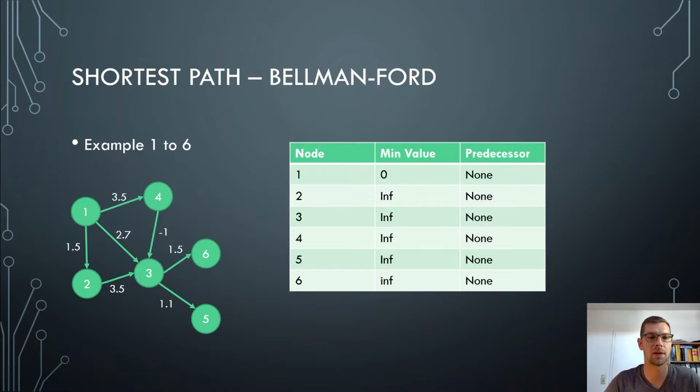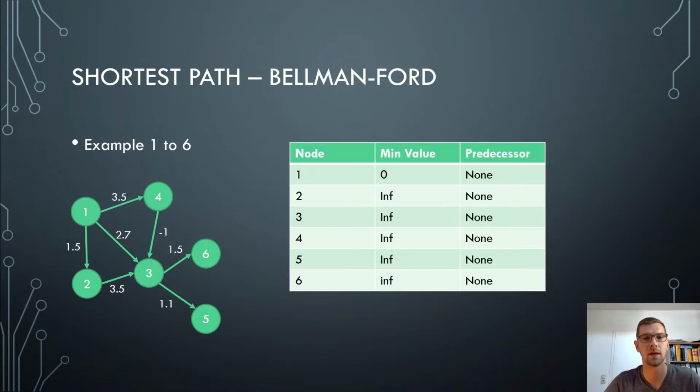Here we have the graph given, with 1, 2, 3, 4, 5 and 6 as the nodes, and we want to find the shortest path between 1 and 6. For the Bellman-Ford algorithm, we have to keep two lists. For each node we keep the minimum value, which is the minimum distance from node 1 to this node. And we have to keep a list of predecessors, with which we will compute the path itself in the end.